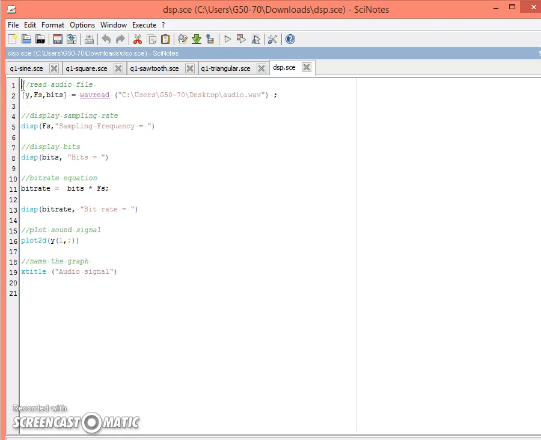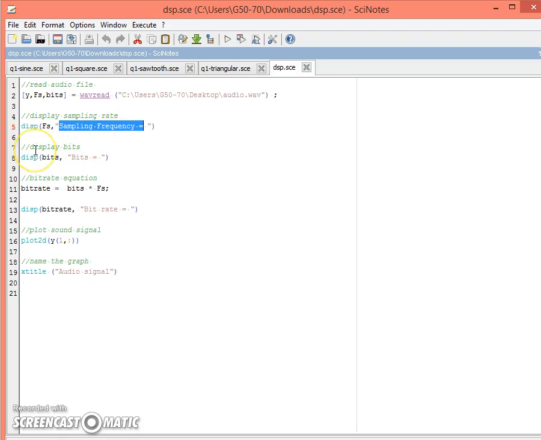To load the audio file, we use the wave read: y is the variable, fs is the sampling frequency, and the bits per sample, reading the wave file from the user desktop audio file. After that, we display the frequency using the command disp, which displays fs, with the title "the sampling frequency is" fs.